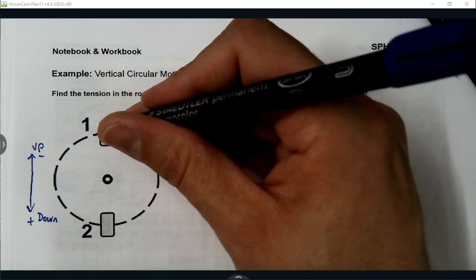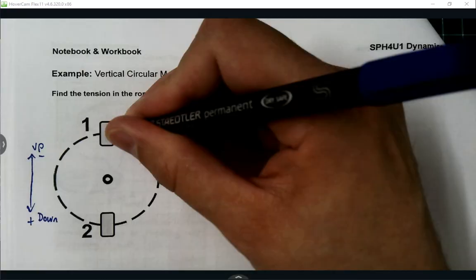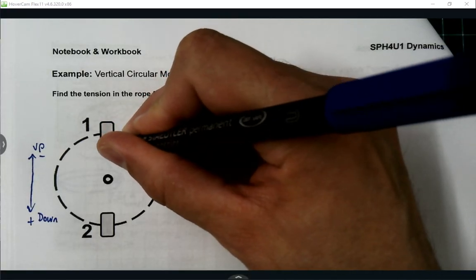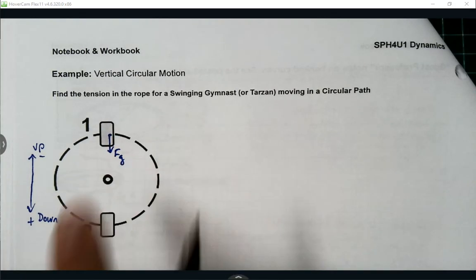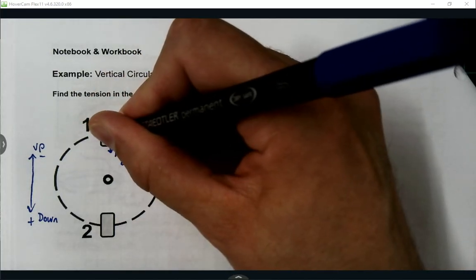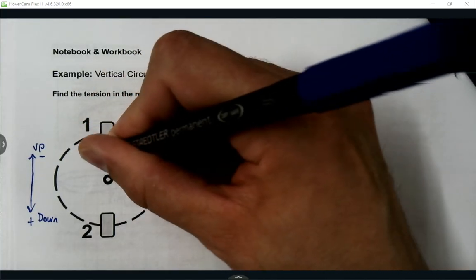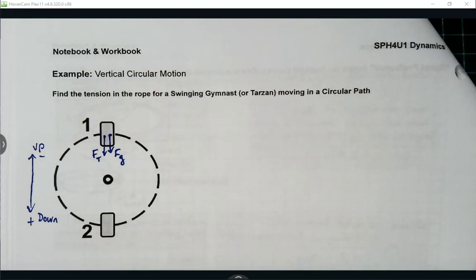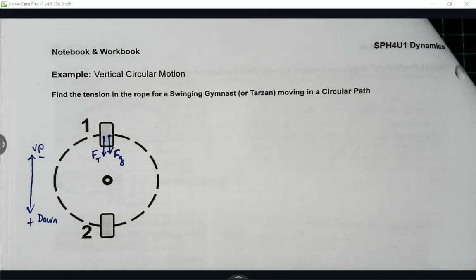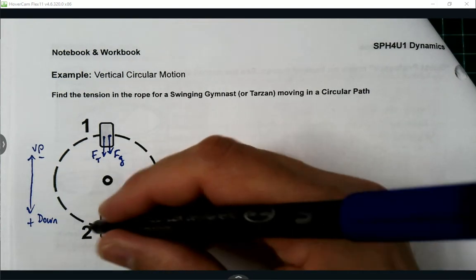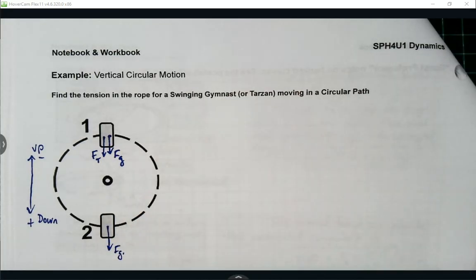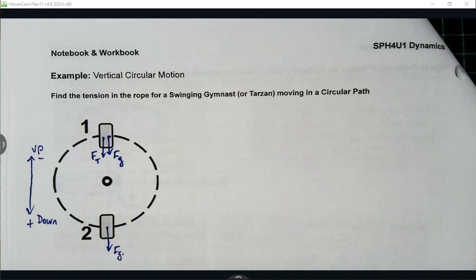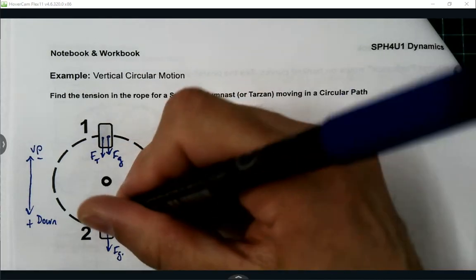So I got this gymnast up at the top. And up at the top, I say the forces acting on the gymnast would be the force due to gravity. And if they are holding on to a single rope with their arm, there would also be a tension acting down on them when they're up at the top. When they're at the bottom, force due to gravity is definitely acting down on them. What direction is tension acting? What's that? Up. All right, Evie says up.